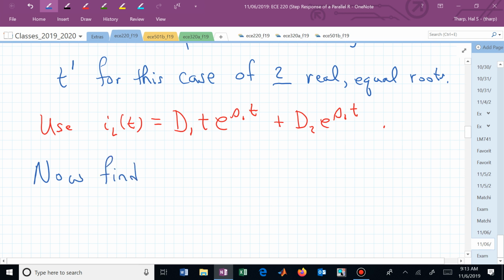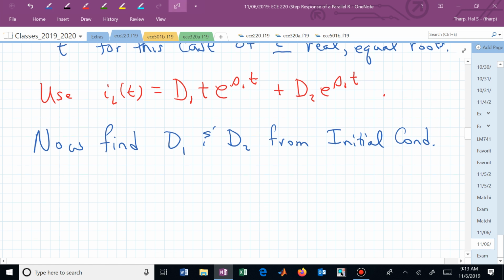Now we need to find D1 and D sub 2 from the initial conditions. We have the structure, and if we can analyze the circuit and determine, or are told, what the initial current is through that inductor, we can have one equation relating that value to D1 and D2. If we substitute 0 into the red structural form, what do we end up with? We have D1 times 0, e to the 0, that's just 0, plus D2, e to the 0, which is 1, so we have d sub 2. We immediately know what d sub 2 is from the initial current through that inductor.